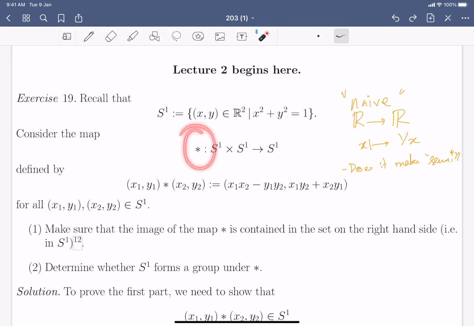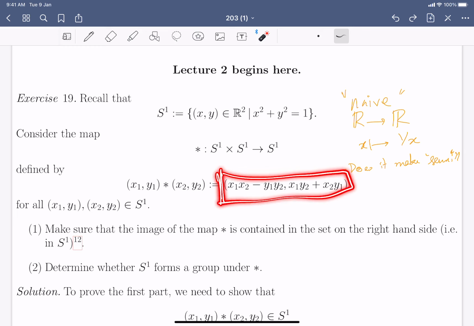On that you can define a map star from S1 cross S1 to S1, which, given 2 points (x1, y1) and (x2, y2) from S1, (x1, y1) star (x2, y2) is defined to be this point. You can ask me where I got this formula. I'll not tell you right now, but with some amount of work, I think you will be able to see that you have already seen this expression in some form or the other somewhere.